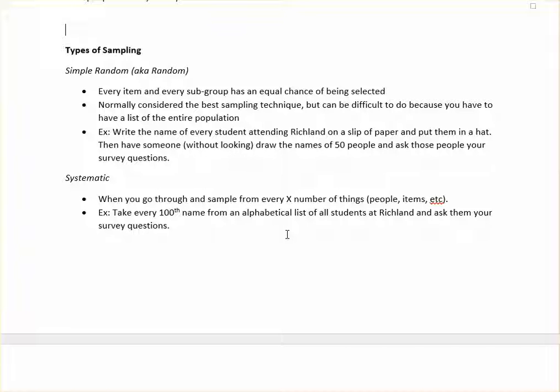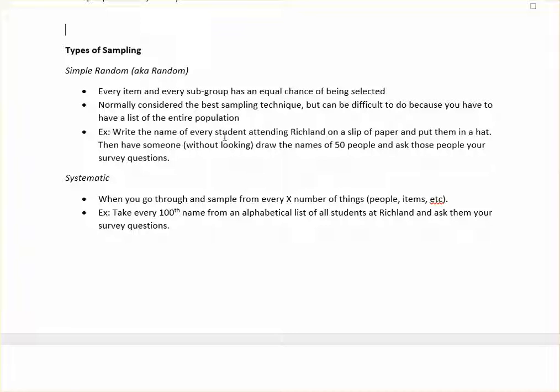So types of sampling has to do with how did we decide or how did we pick which students we sampled from. So a simple random, aka a random sample, every item and every subgroup has an equal chance of being selected. This is normally considered the best sampling technique, but it can be difficult to do because you have to have a list of the entire population.